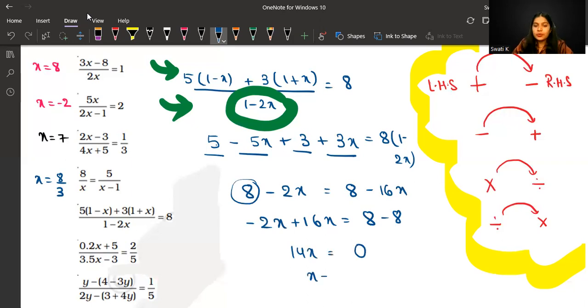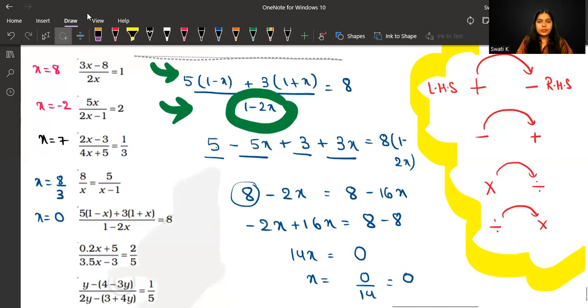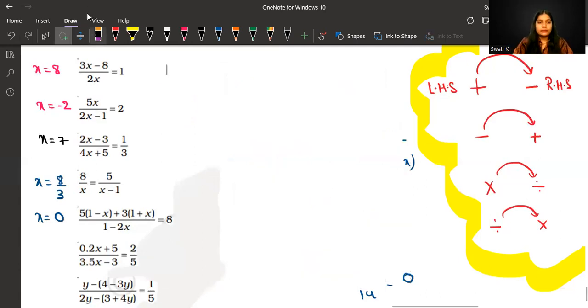Now x will become 0 divided by 14. You know that 0 divided by any number is going to be 0 only. So the answer is 0. So x value is 0. All right, so we are done with this as well. And now we can move to the next question. All right, this is perfect. Now, this is very, very simple for me to erase.